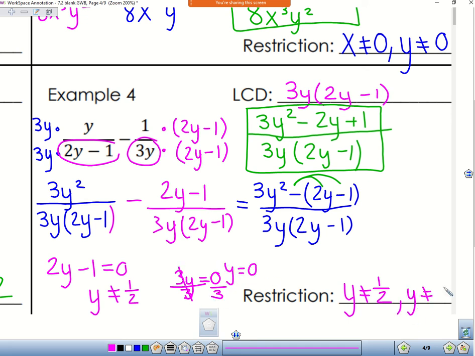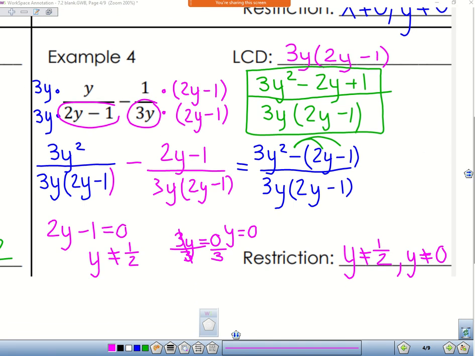Alright, what did you all get? Good, did you get 1/2 and 0? If you got 1/2 and 0, you're correct. Okay, 1/2 and 0. Because don't forget, 3y equals 0, that would be when y is 0.